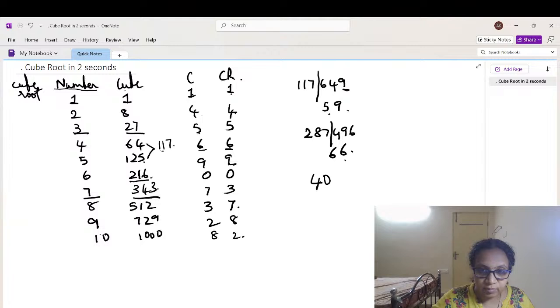Let's take another example, 405224. Cube of the number ends with 4, cube root also ends with 4. Now to find the first digit, 405 lies between 343 and 512. Does it lie closer to 343 or does it lie closer to 512? Clearly it lies closer to 343. Therefore, our cube root is 74.